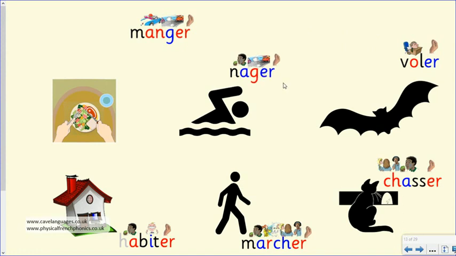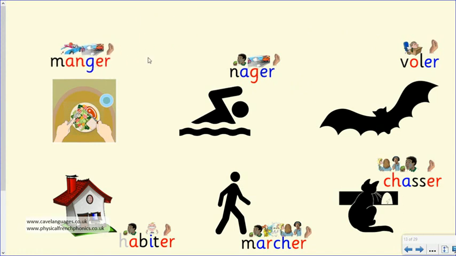Someone once told me they were going to remember that because it sounded a bit like nudge, and you nudge the water out of the way when you swim, nager. And manger means to eat. I don't know if you can think of a way of remembering manger means to eat. Let's have a go at saying those verbs. Remember, they all mean to eat, to swim, to fly. So manger, nager, voler, silent H, habiter, marcher, chasser.